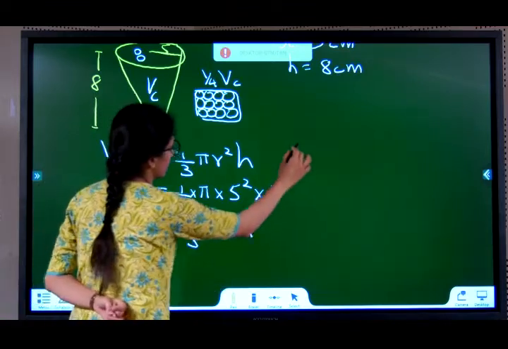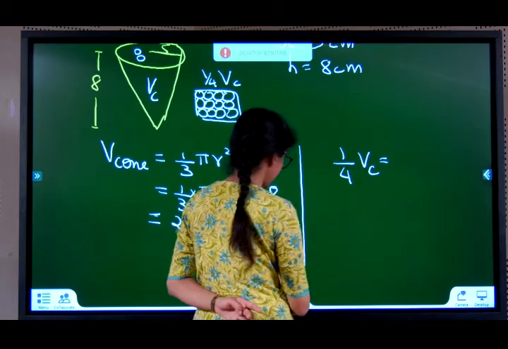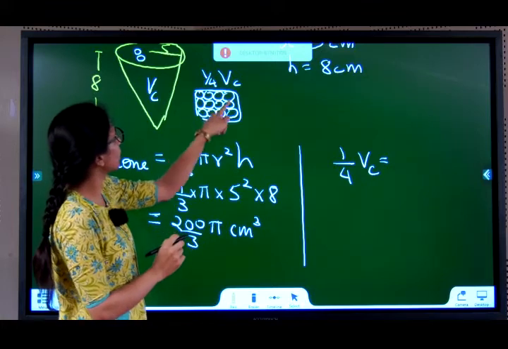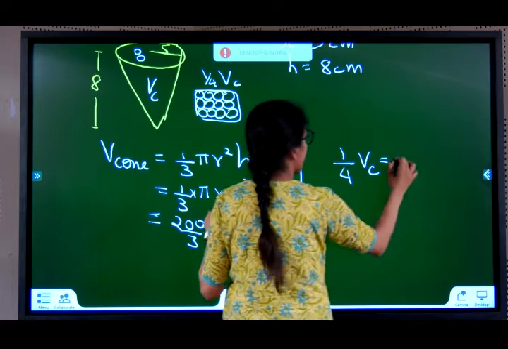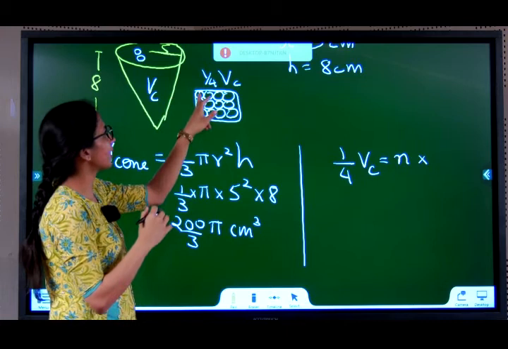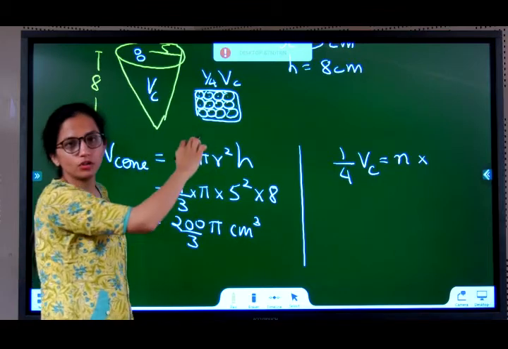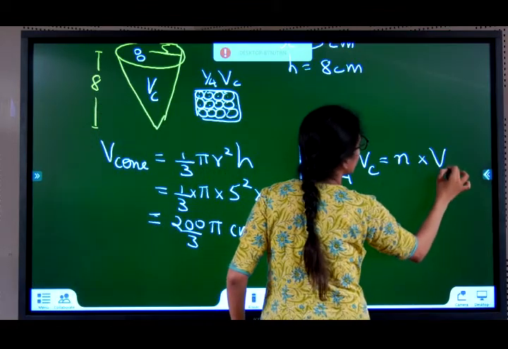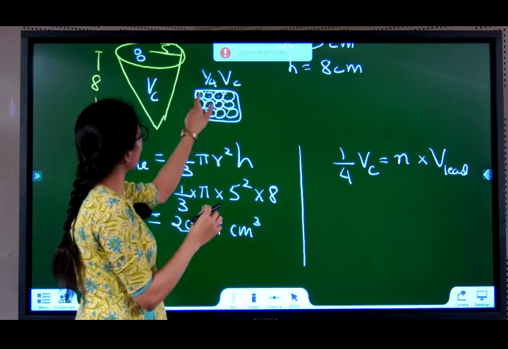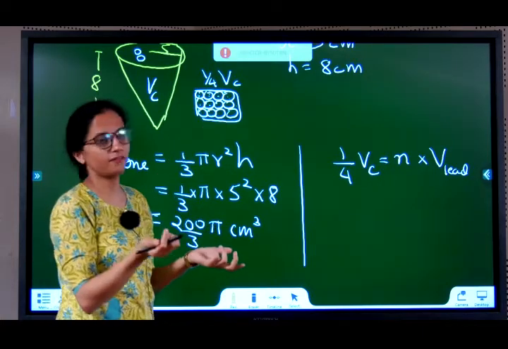1/4 of this, 1/4 volume of this is the water displaced. Agreed? This 1/4 volume, see how many lead shots are there in this 1/4 volume? I don't know. Let's say n lead shots. Total volume is nothing but one volume of this is V. I can say N into V. Yes. So N into V of lead shot. Each lead shot will give some volume. Total volume of this is N into each volume of lead shot.